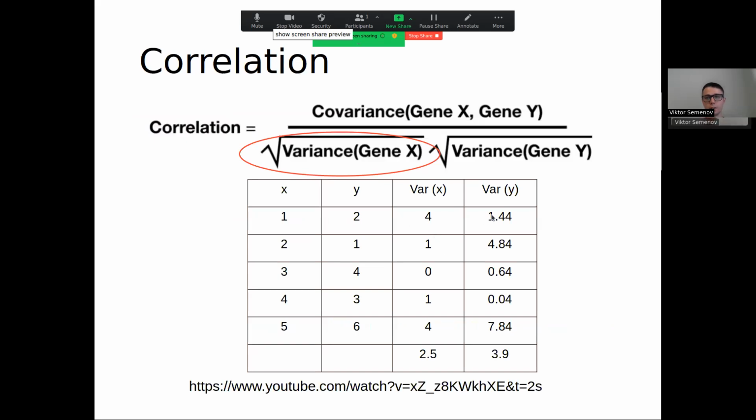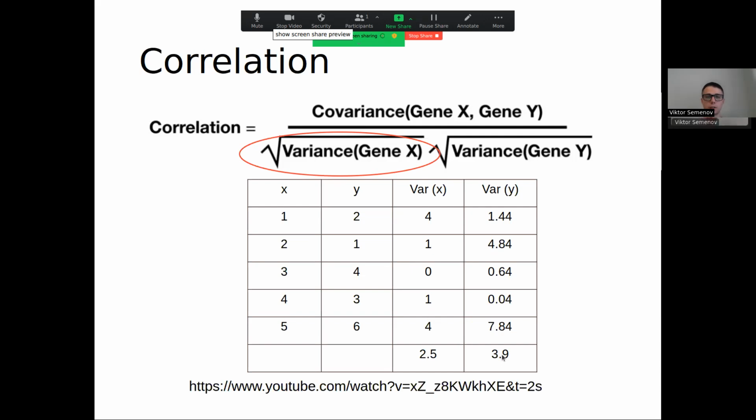We repeat this procedure for y as well. So the variance for x will be equal to 2.5 and the variance for y will be equal to 3.9. So this is the variance for x and y.